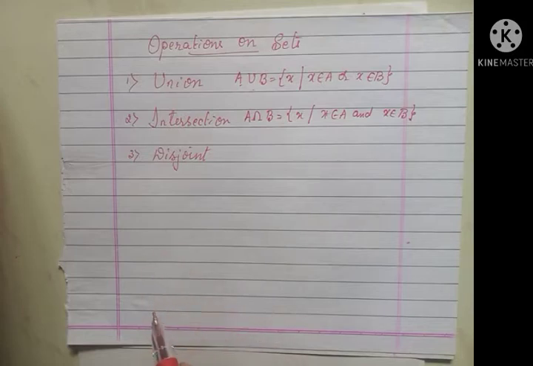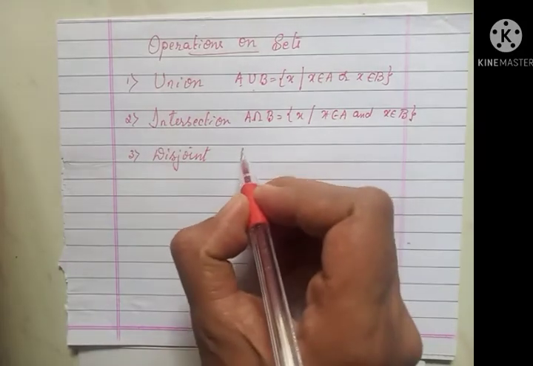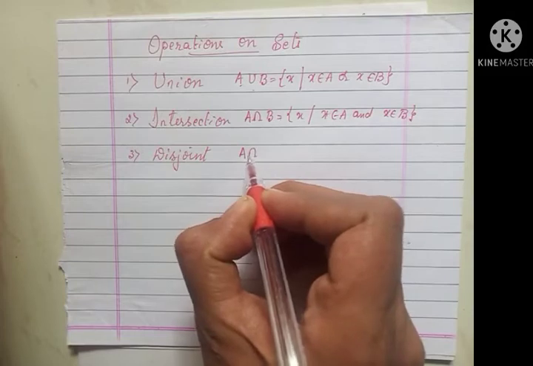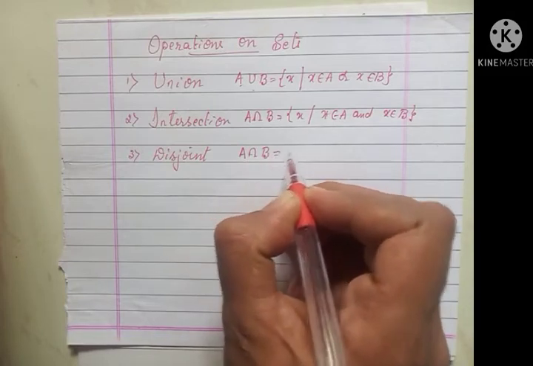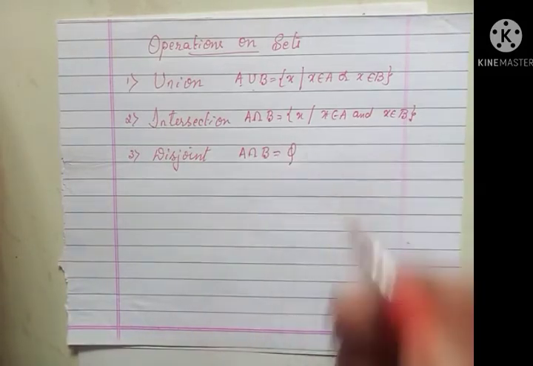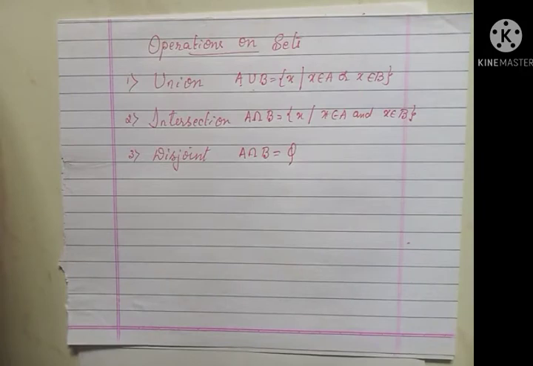Next, disjoint. Disjoint in the sense of intersection: if there is no element common between them, that is, the intersection is empty. So these three we have learned in the last class.